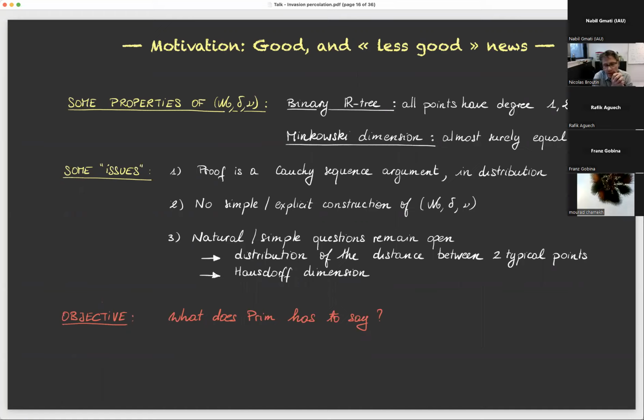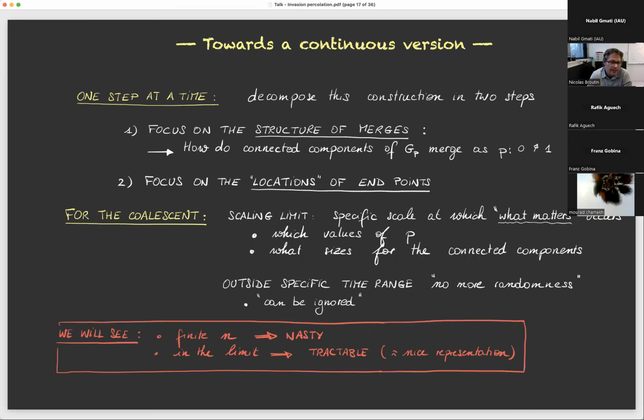It's still random. There are many things that are still open, like what is the distribution of the distance between two random points? What is the Hausdorff dimension? And so on. What I'll try to explain in the rest of the talk is that Prim's algorithm actually allows us to construct explicitly a version of this scaling limit. I will not construct it; I will tell you what happens in discrete and say that in the limit it has to work in the same way.